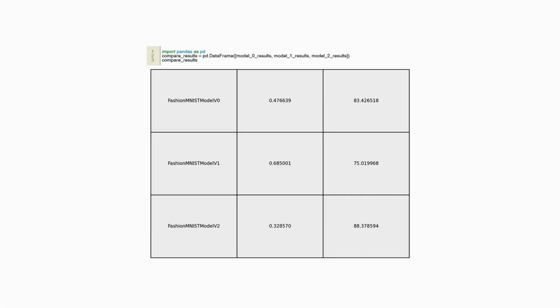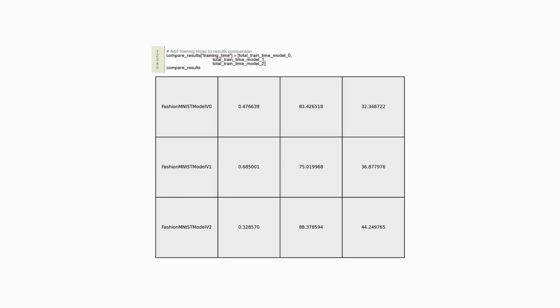The first line imports the pandas library under the name pd, which is used for data analysis. Then, a variable compare_results is created, which is assigned the value of a pandas data frame. This data frame contains 3 sets of model results, namely Model 0 results, Model 1 results, and Model 2 results. This means that each set of results is organized into columns and rows within the data frame. The data frame serves as a convenient way to compare the results of the different models in a structured and organized manner. It allows for easy visualization and analysis of the results, possibly leading to insights on which model performs better or worse.